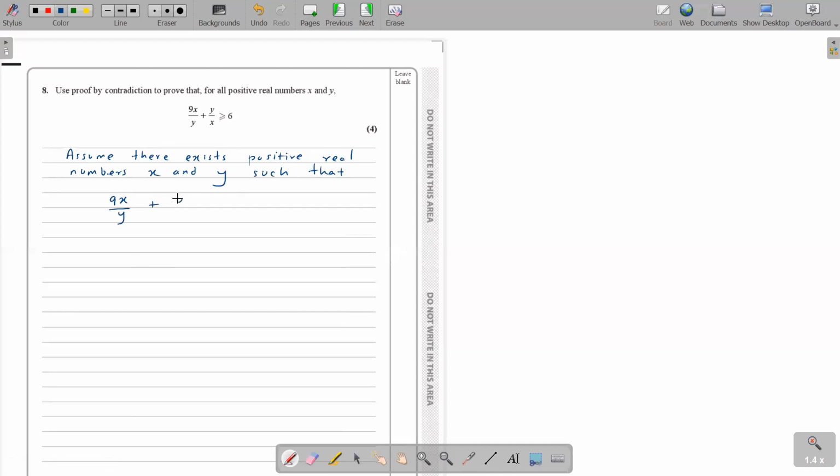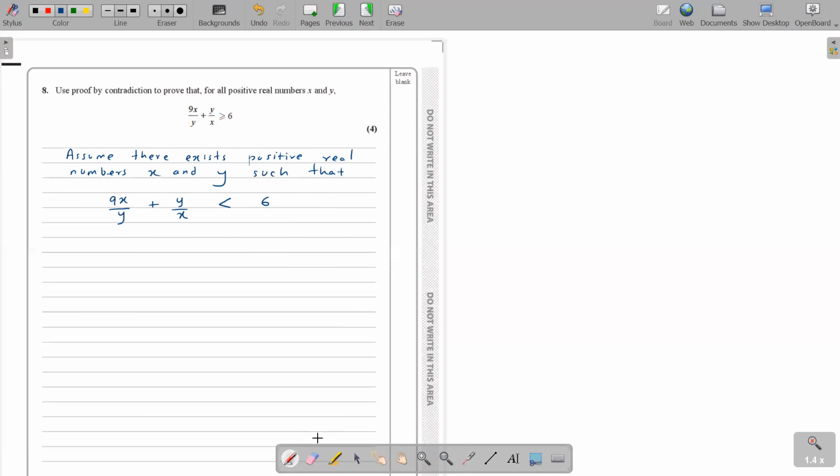9x over y plus y over x is what? It is less than 6. Don't put the equal mark. They should not even have the equal mark. It is less than 6, because we say that for all positive real numbers this is greater than or equal. Therefore, the negative of it is where it's less than. So we are saying that there exist positive real numbers x and y such that this is less than 6, which is the opposite of the statement.